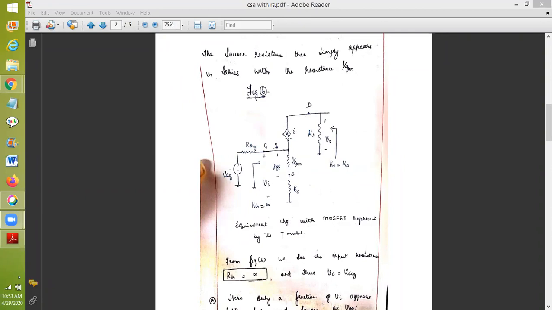So this is the current source Gm into VGS, which is represented as I, and here we have to show 1 by Gm, and this is the gate terminal. Since we have the source resistance Rs, we have to show it like this. So very, very important. This is the T equivalent circuit.